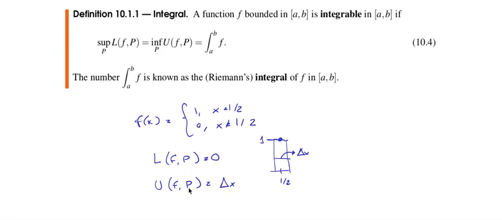Okay, but then we can refine this partition U by making this narrower and narrower until the width around 1/2 goes to 0 in the limit. So we can take this and go to 0. So the supremum of L, which is 0, coincides with the infimum of U, which is 0. And so the integral of this function between, for instance, 0 and 1 is 0.